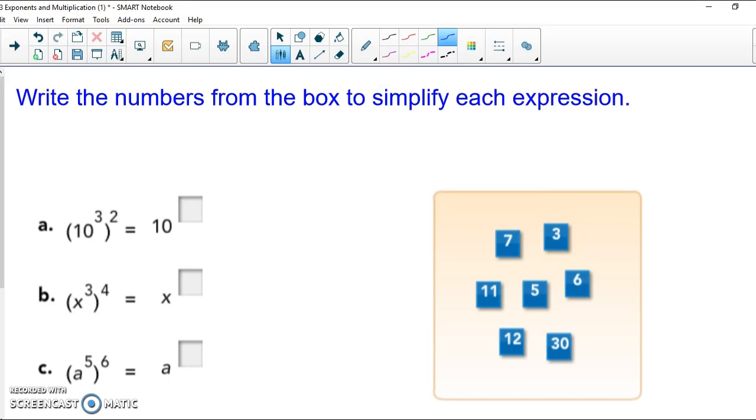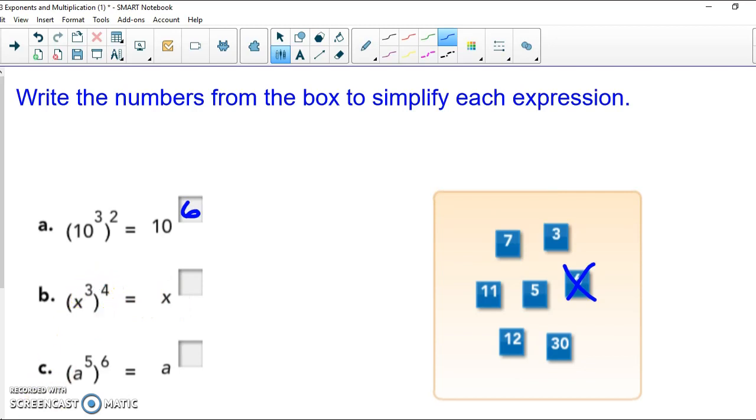Let's practice a couple. On letter A, I have 10 cubed, all raised to the second power. So my base stays the same, it's a 10, but I'm doing power of a power, so I'm going to do 3 times 2, which is 6. And let's cross that out because we've used it. On letter B, I have x cubed to the 4th power. This is power of a power, so I'm going to keep my base the same and multiply my exponents.